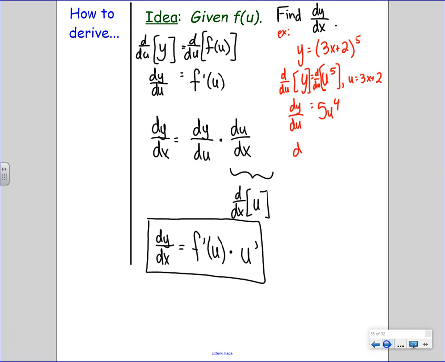To find dy dx, I take that, multiply by 3. Who's u prime? All I have to do is 3. Because I'm plugging into the rule, I'm doing the notation to get dy dx. So I think about the outer, I think of f of u and just take his derivative. Then I think of the inner and take his derivative, and it's a multiplication. It's not the product rule. It's a new rule called the chain rule.